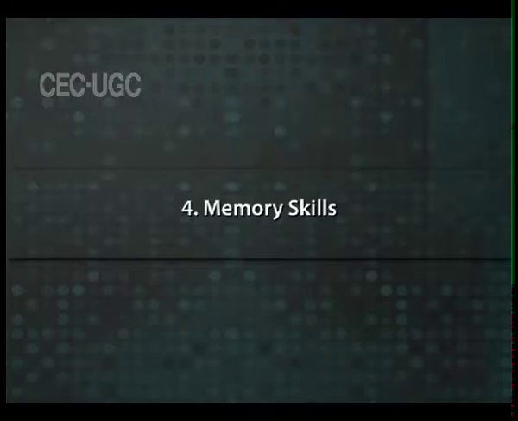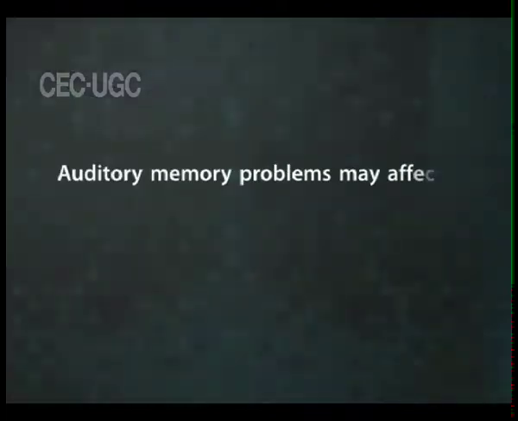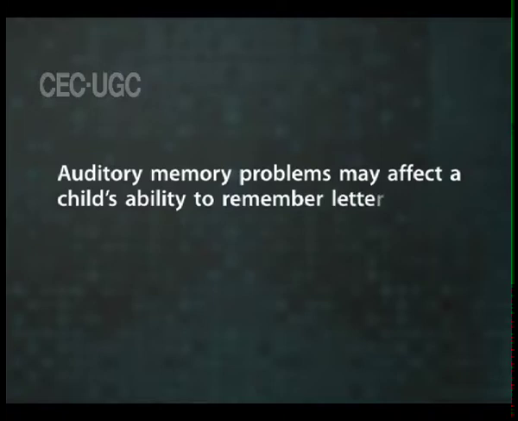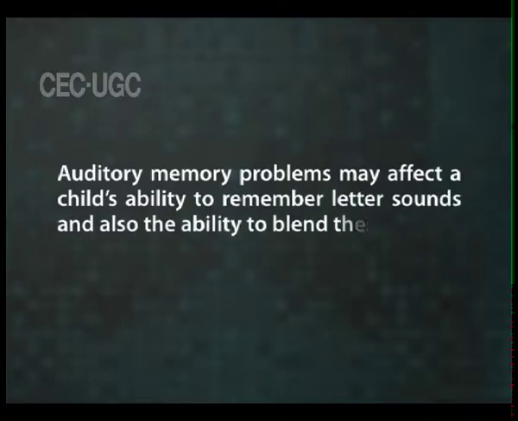Memory skills. Children with memory disturbances feel difficulty in recalling information. Mostly, it is associated with various visual or auditory processes. Auditory memory problems may affect a child's ability to remember letter sounds and also the ability to blend these sounds into a word. On the other hand, a child with visual memory deficits may be unable to recognize a specific letter or word.